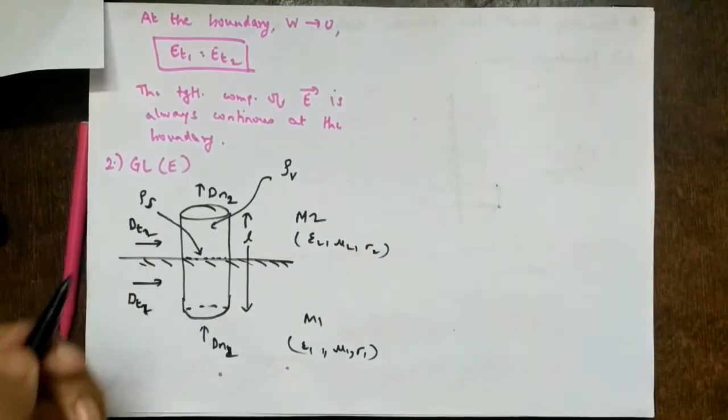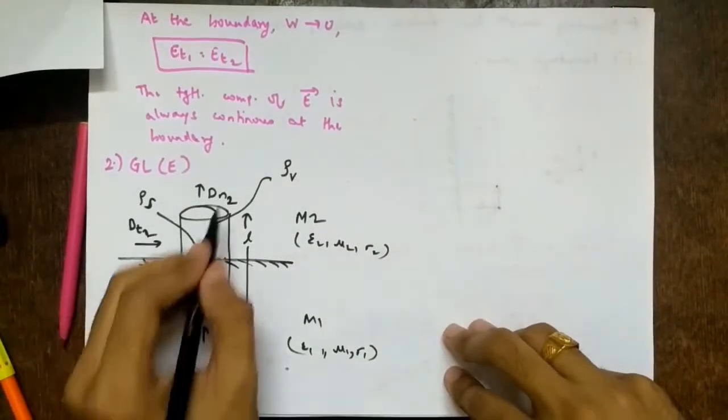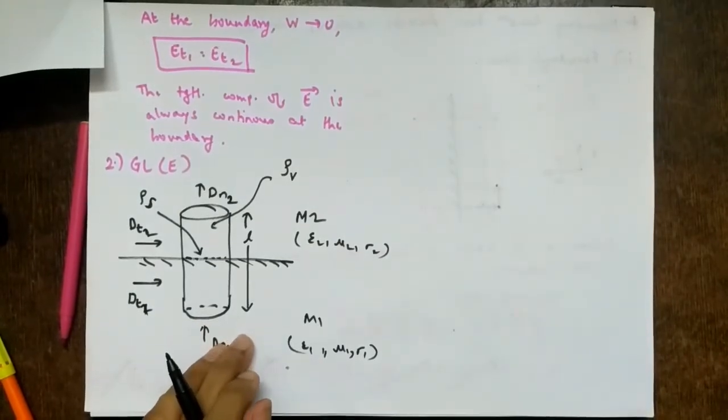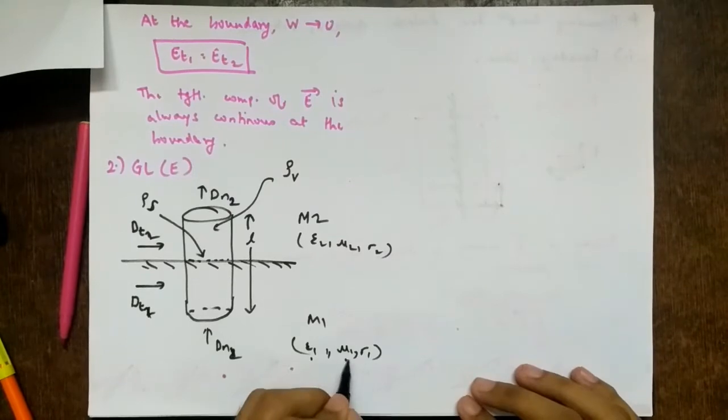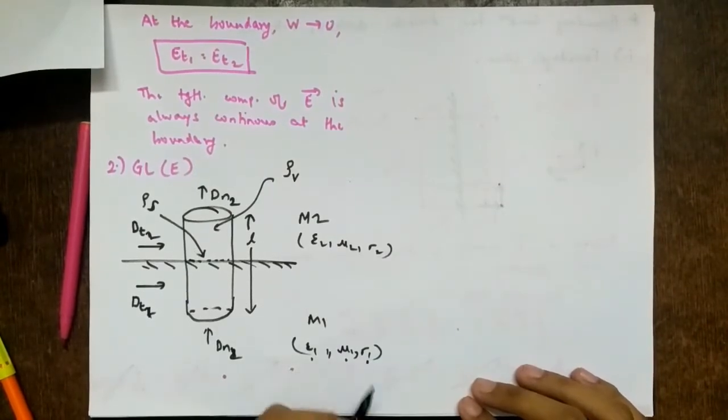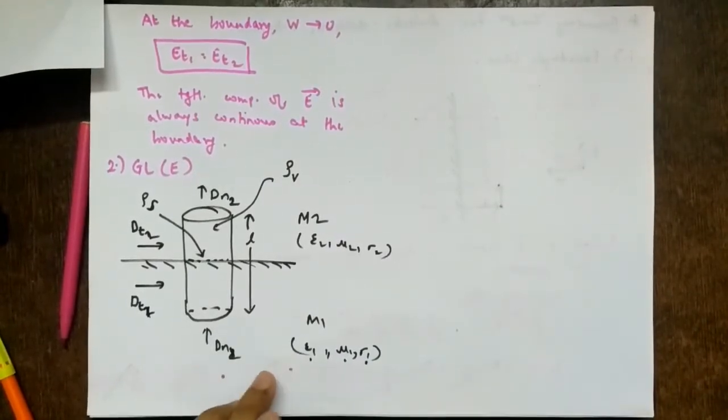That's why I'm saying this. Right? So this is the tangential component, this is the normal component. So again, what will we write? We can write: consider a cylindrical group of area S and height L placed across the boundary separating two mediums M1 and M2, having corresponding permittivity, permeability, conductivity as shown in the figure. So again, as shown in the figure, if you have missed something.